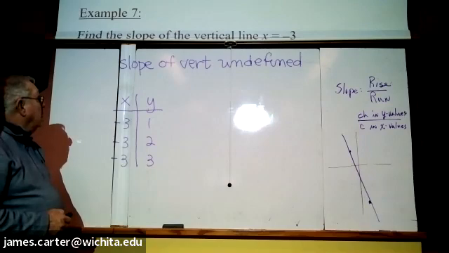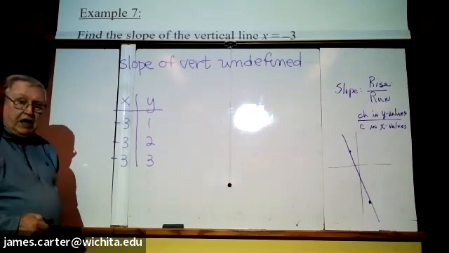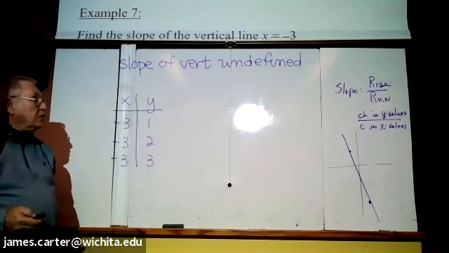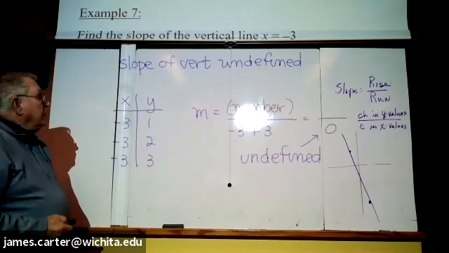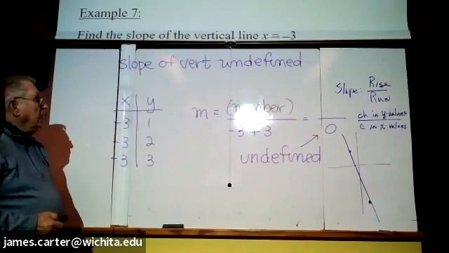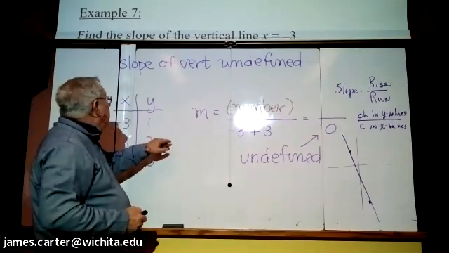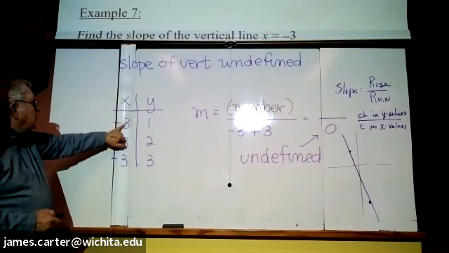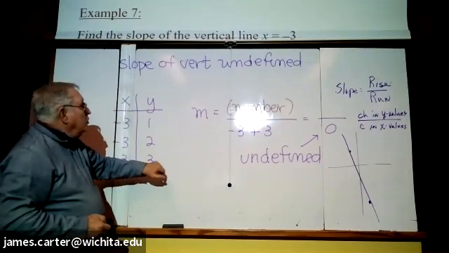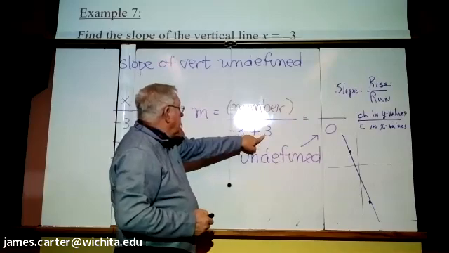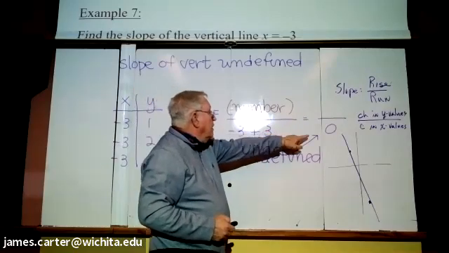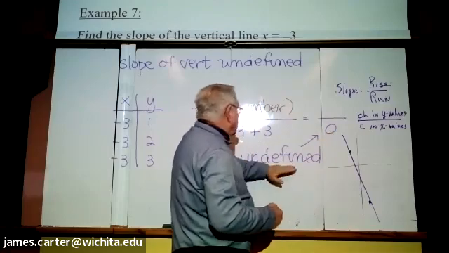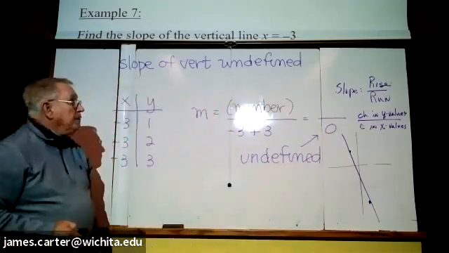Now, a vertical line is undefined. Do not use the phrase no slope with a vertical line. The reason for this is that in that line, X is always the same. So what you would have is this minus this is always going to give you 0, and you can't have 0 in the denominator. So it's undefined slope.